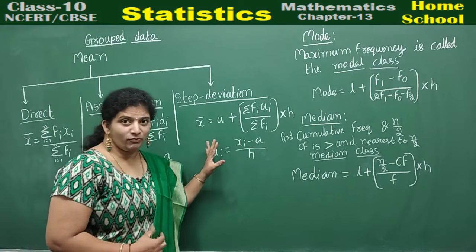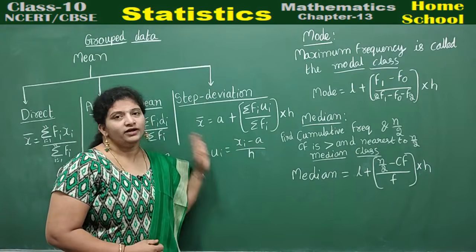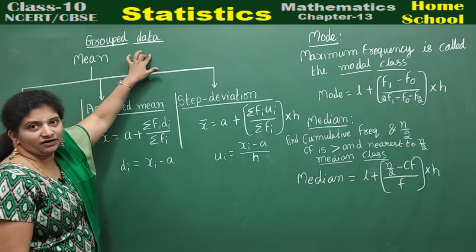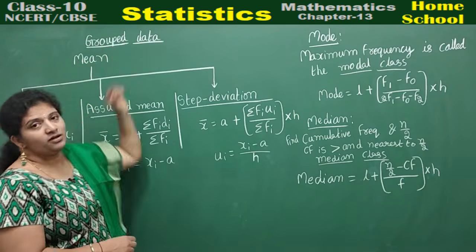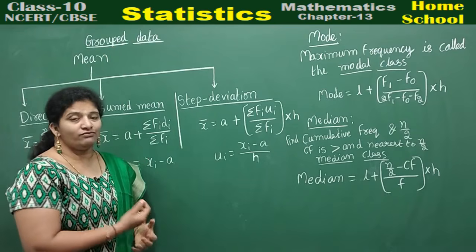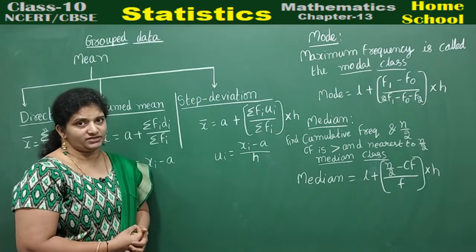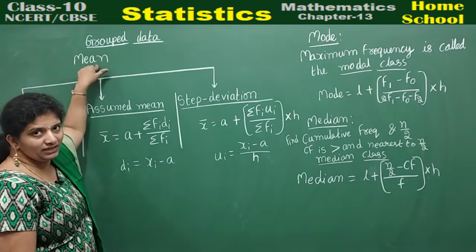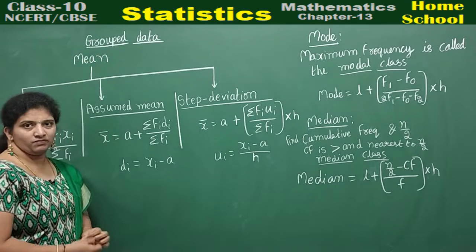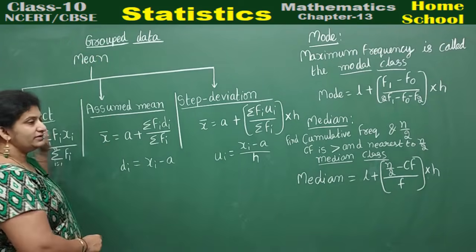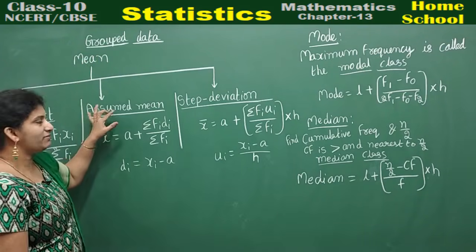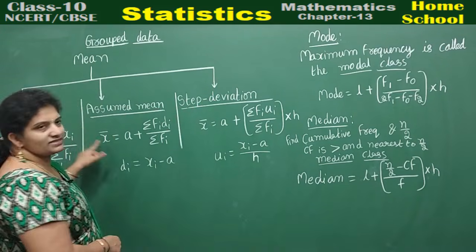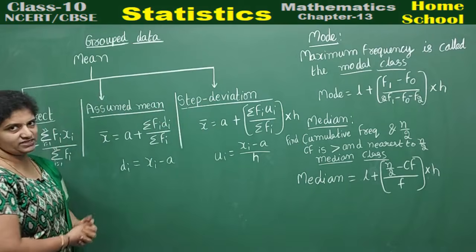Now you can see some important formulas which I have written on the board. Let's go through them one by one. Look here, mean for grouped data. We are going to find the mean, median, mode of grouped data. There are some formulas. In grouped data, we are going to calculate the mean by 3 methods. What are the 3 methods? Direct method, assumed mean method, and step deviation method. Among these 3, the direct method is very easy.